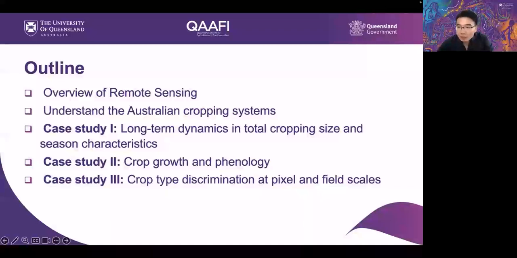Here is an overview of my talk today. I'll start with an overview of remote sensing technology before diving into the complexities of the nation's cropping systems, which is the core motivation behind all our studies. My presentation is structured around three key case studies. The first case study reveals long-term trends in total cropping size and seasonality. In the second, we detail the growth patterns and phenology stages of the main crops. And in the third case study, we briefly demonstrate crop type discrimination at both pixel and field scales.